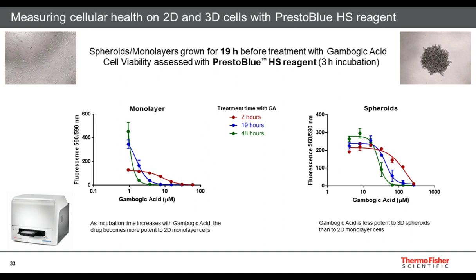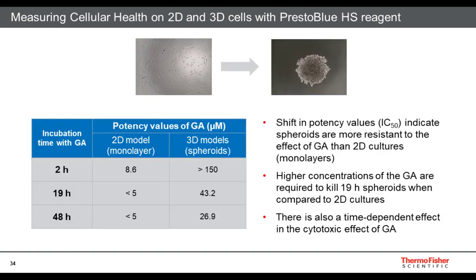As shown within these graphs, as the incubation time increases, again, we see that the longer incubation times with gambogic acid, the drug becomes more potent. Additionally, when comparing spheroids and monolayers of cells, gambogic acid is less potent to spheroids than to monolayer cells. The results are very similar to what we saw earlier with the CyQUANT XTT reagent.